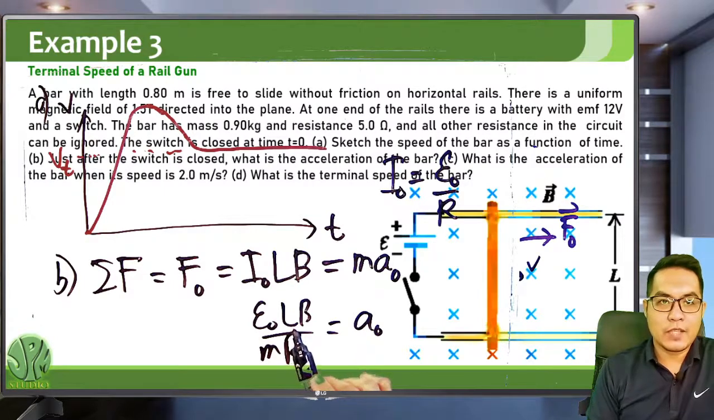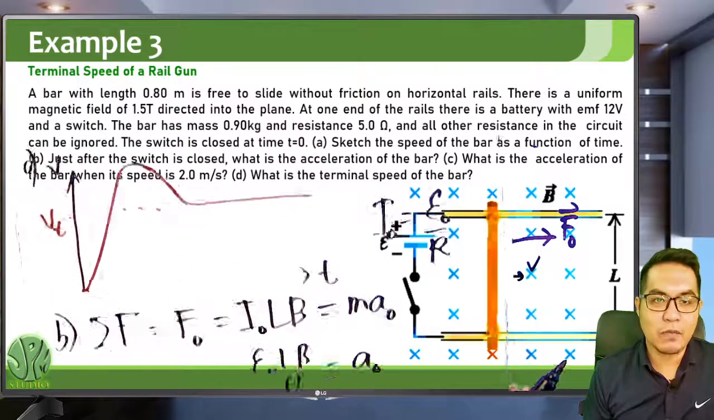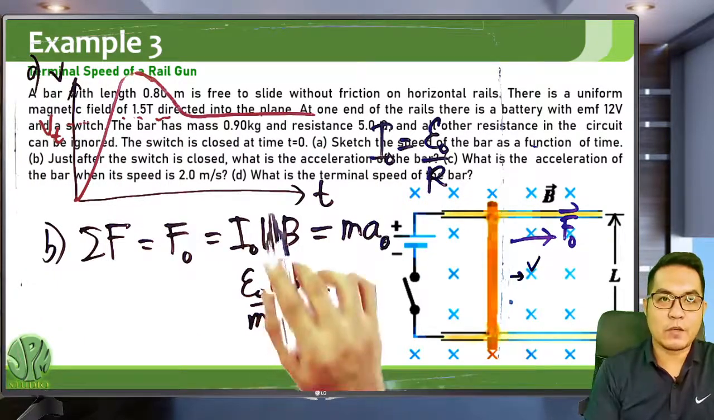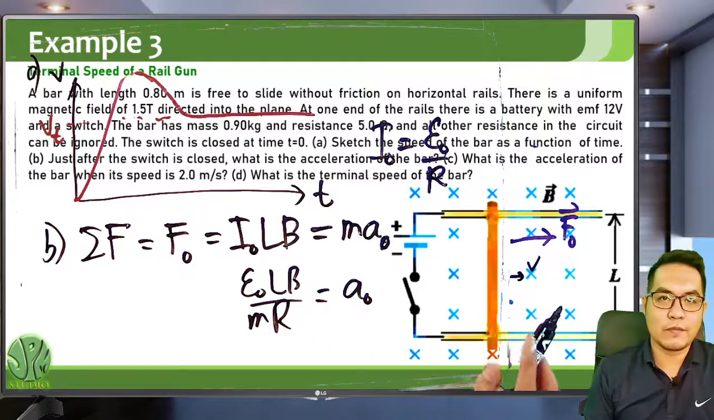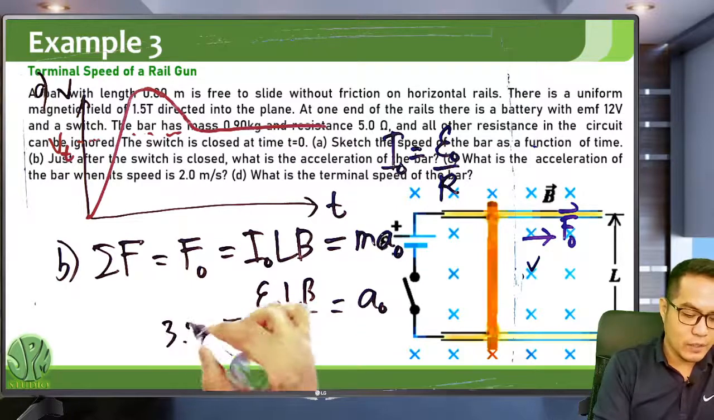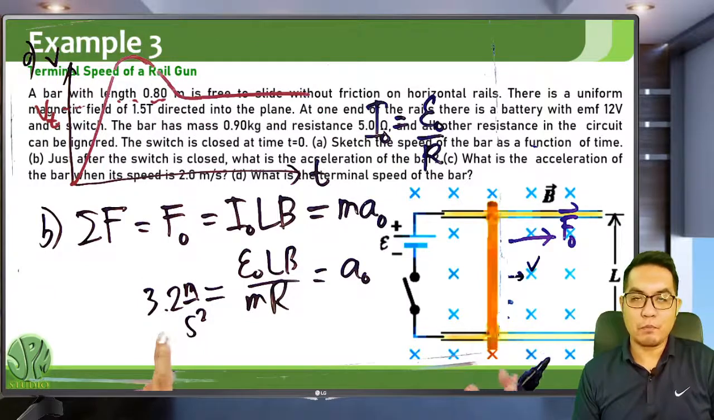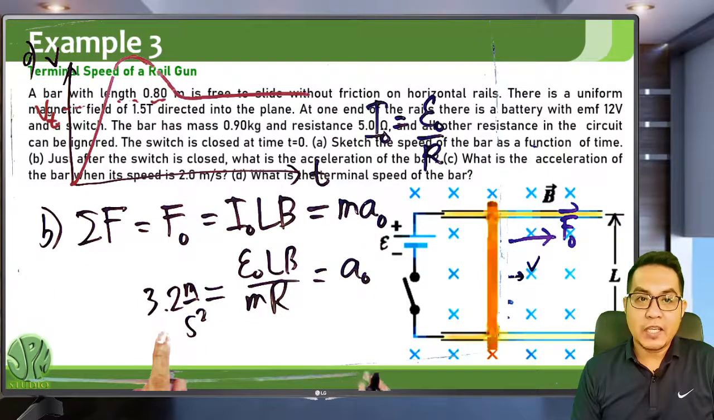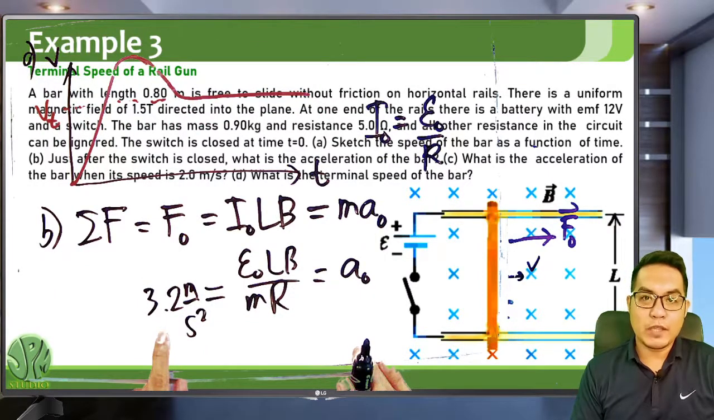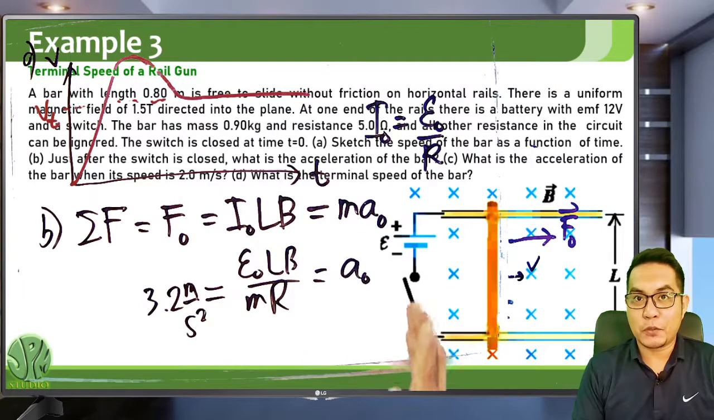L is also given, it's 0.80 meters. The magnetic field magnitude is 1.5 Tesla. The mass is also given, 0.90 kilograms. The resistance is also given, it's 5 ohms. If you substitute all of that, you will get a value of 3.2 meters per second squared. Meaning its speed will increase by 3.2 meters per second every second. So if it starts from 0, as in this scenario, after 1 second its speed will become 3.2 meters per second.